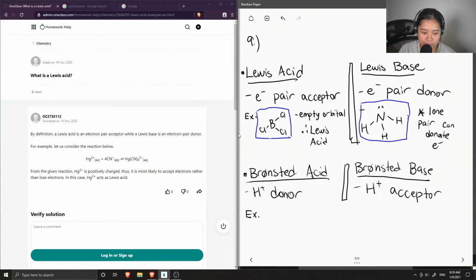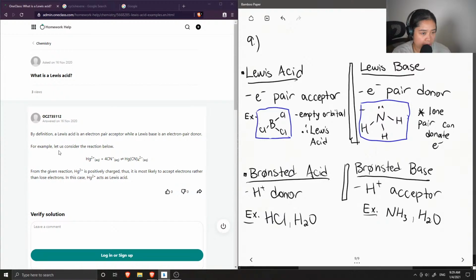So an example would be like HCl or even water. And an example of a Bronsted base, you could also have NH3, which can accept another proton and become NH4+. And even water again can act as both a Bronsted acid and a Bronsted base.